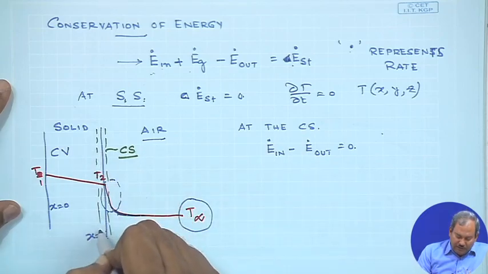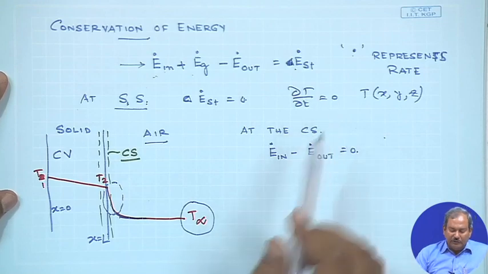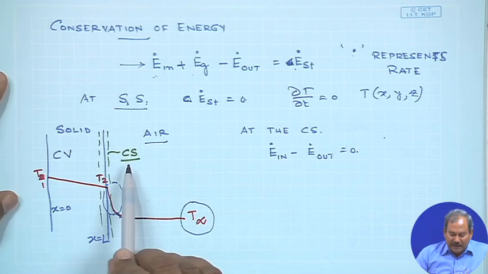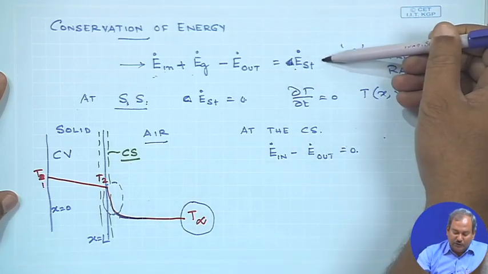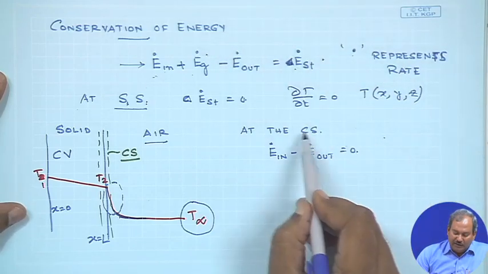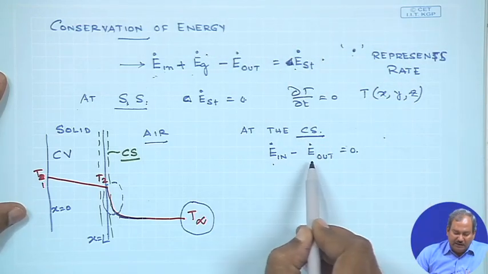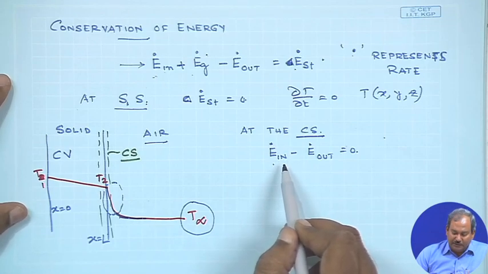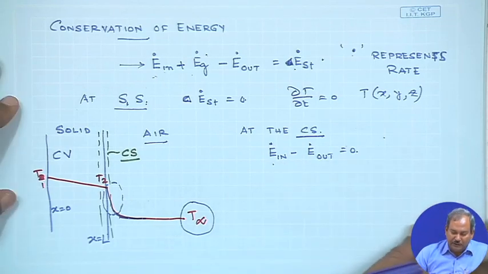Now, what is control surface? The dotted line which I have drawn can be thought of as a control surface, which by definition does not have any mass of its own. So, if it does not have any mass of its own, then it cannot store any energy and no energy is generated in it. So, at the control surface, E dot in must always be equal to E dot out. These are some of the concepts which we would use in our subsequent analysis.